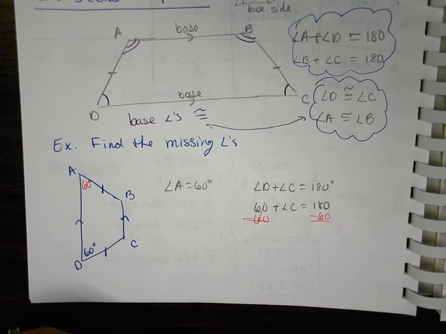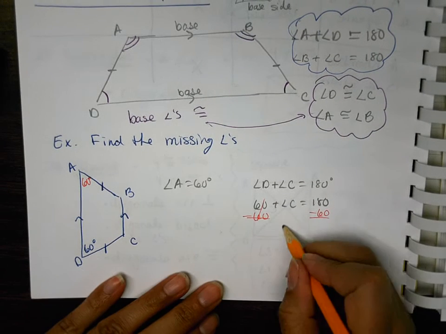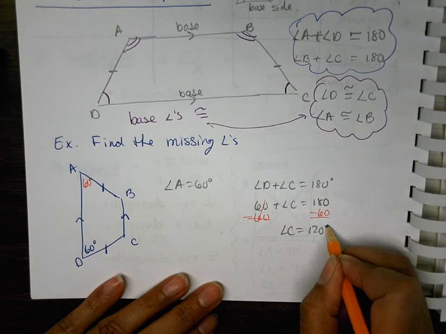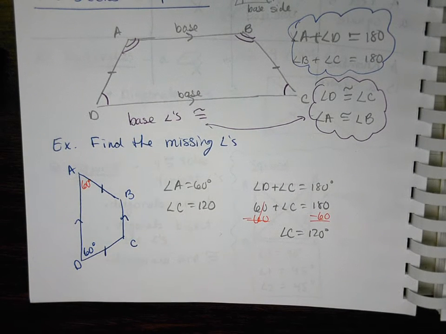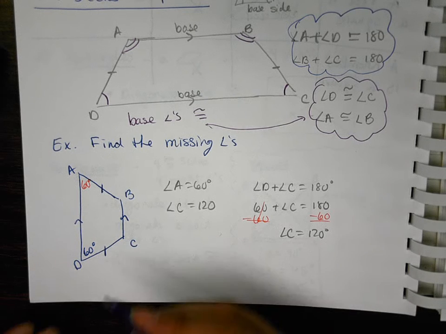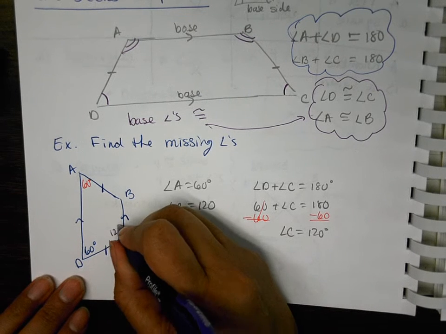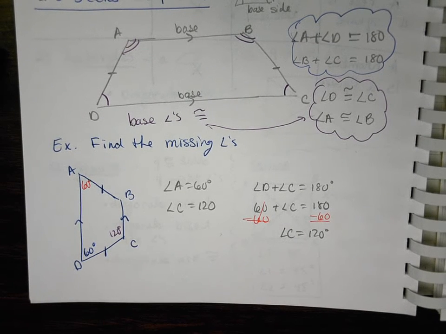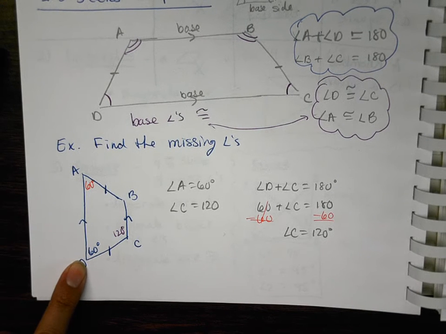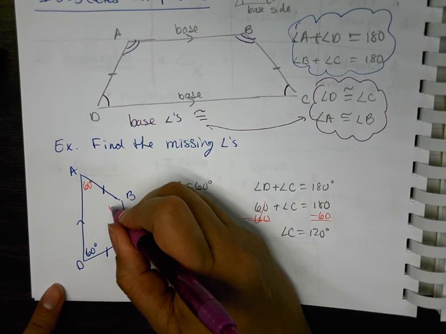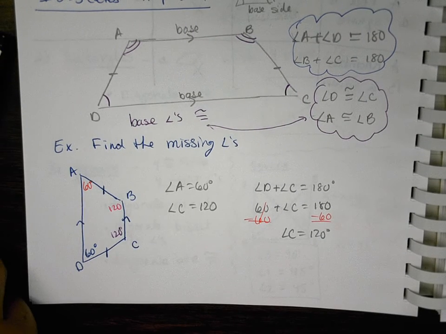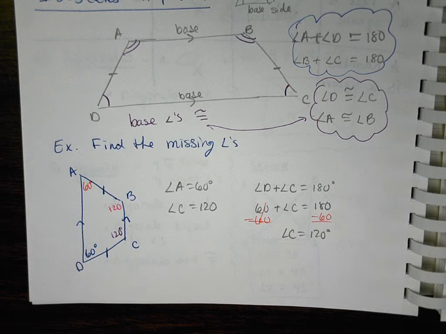Okay, so what is angle C? 120. All right, is that it? Is that all we had to find? No. Angle C is 120. What other angle do we need? B and D. D was given to us. What is B? B is also 120. Why is that? Base angles are congruent.